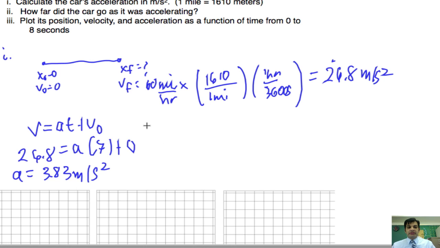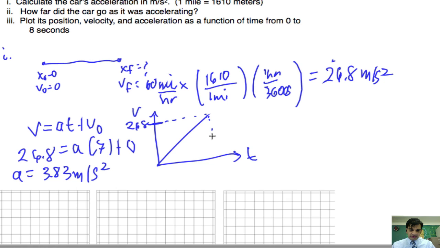Now what we want to do is plot the velocity versus time, and we'll do this kind of qualitatively here. I know some of you actually use the graph paper, and that's awesome, but I'll just do it here. So v versus time. Now we know that we reached this level of 26.8 at the top of the triangle. And when does this happen? This happens at t equals 7 seconds.